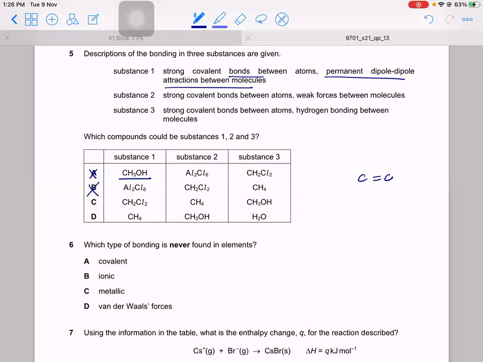CH2Cl2. So CH2Cl2 is something like this. This is a polar molecule, and this has a permanent dipole. The dipole will go from C to Cl. So this has permanent dipole forces, yes. CH4 is non-polar. This will have temporary dipole forces. Clearly the answer is C. You don't even have to check the others. You see?